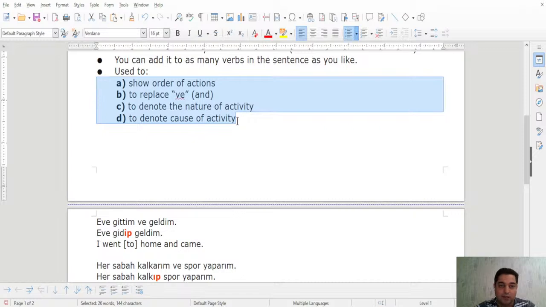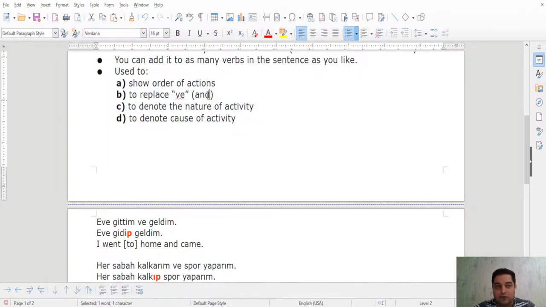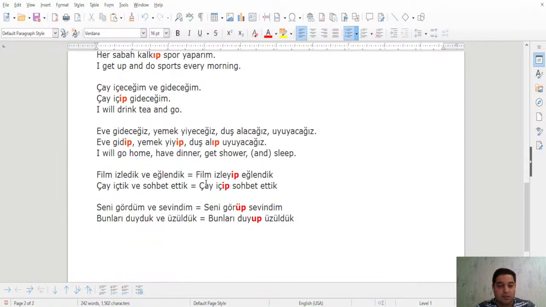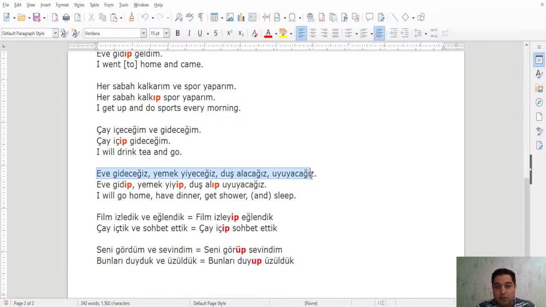You can use them together at the same time to replace the conjunction ve, right? To denote cause of activity, to show the order. And by default, don't forget that the last one happens last. Okay, the last verb. You see how we had four verbs here, right? And they are placed in the order of their happening. It should always be like that. You cannot, for example, say yemek yedik sonra eve gittik, right? You first go home, then you have dinner. You cannot have dinner before going home.